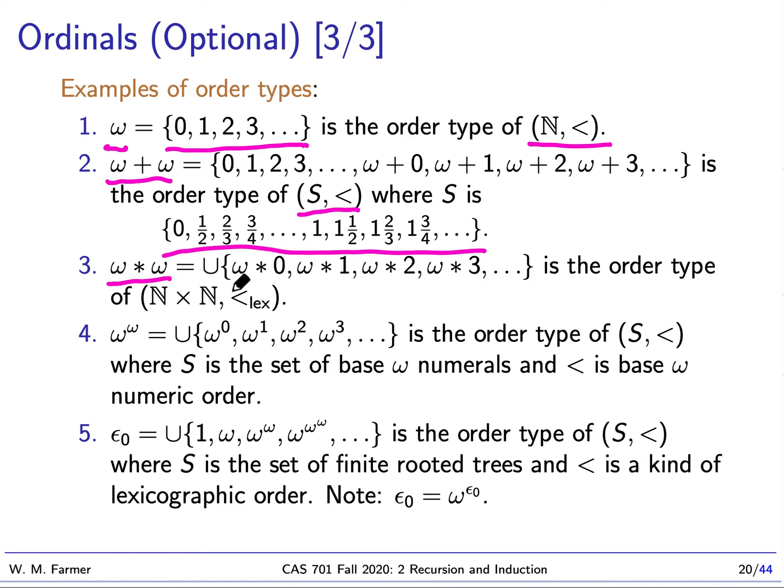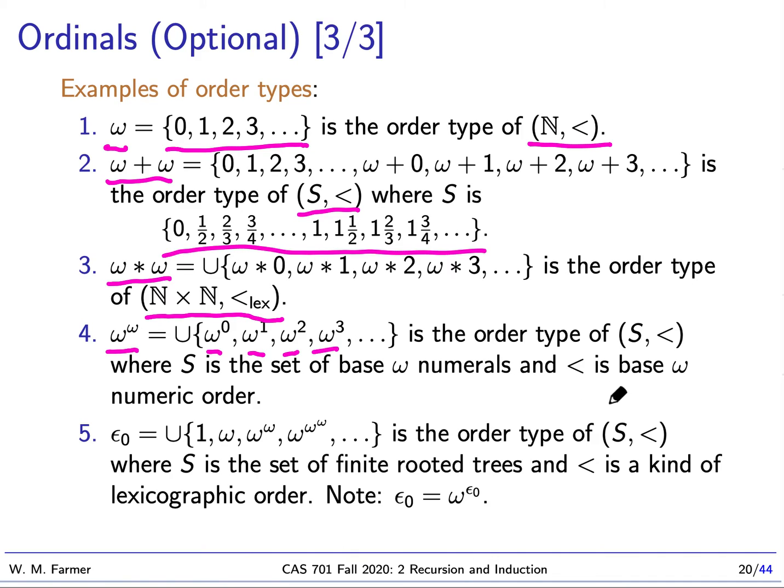The order type omega times omega is the union of all the ordinals. Remember, ordinals are sets, so we can union them up. It's the union of omega times 0, omega times 1, omega times 2, omega times 3, and so forth. And this is the order type of pairs of natural numbers ordered lexicographically. The order type represented by omega to the omega, which will be the union of omega to the 0, omega to the 1, omega to the 2, omega to the 3, is the order type of S with less than, where S is the set of base omega numerals.